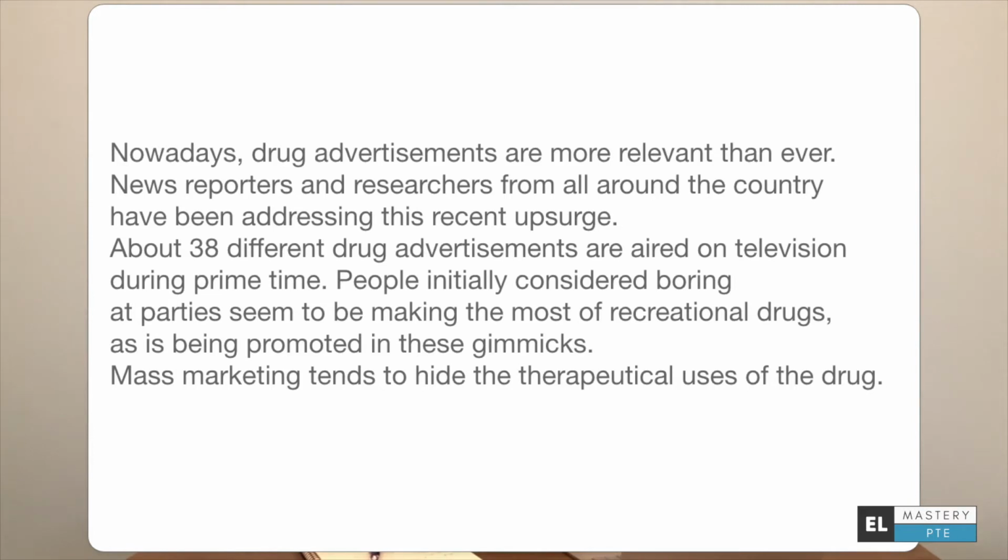As you can see, the summary is short, concise and sweet, and I've not used more than the 4 points that I've marked. The first sentence addresses what the talk is about, drug advertisements, which was the theme. The next sentence talks about the recent upsurge, an increase in the number of ads. The next point is about the 38 ads being aired at prime time. The fourth point is about people being boring at parties and how they found their safe haven in recreational drugs. And the fifth one is how mass marketing tends to hide the actual therapeutic use of the drugs.